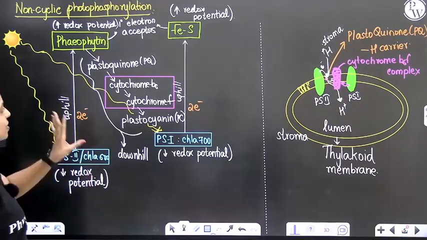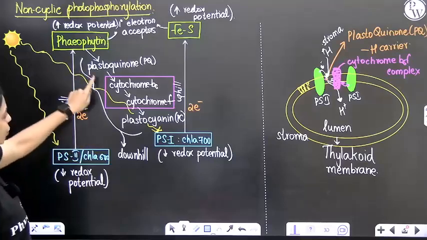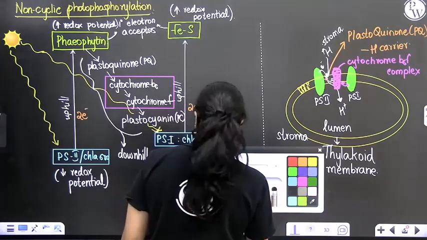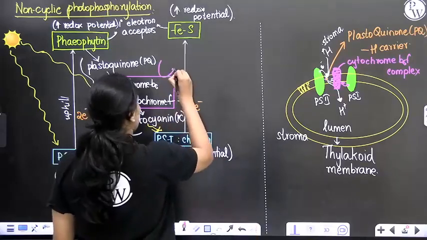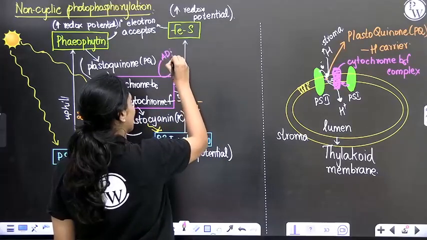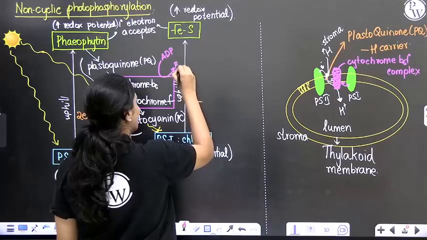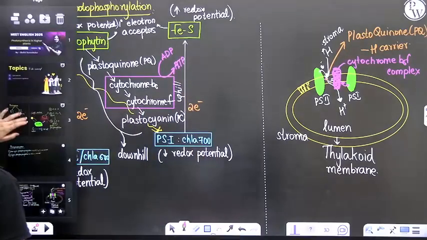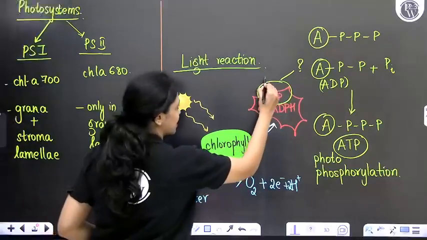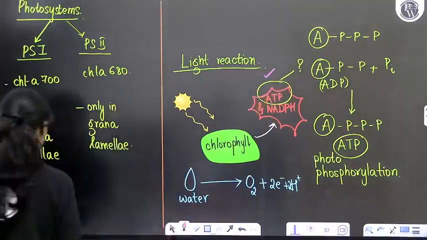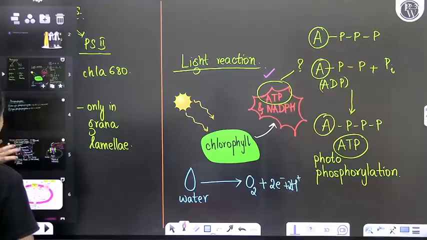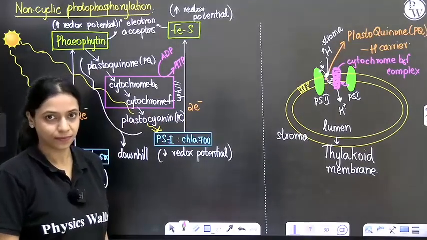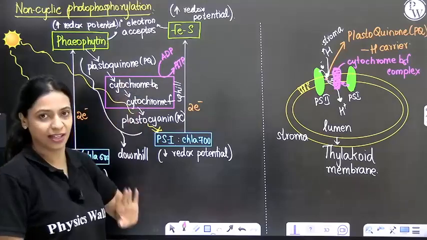As the electrons are being transferred through the cytochrome B6F complex, a molecule of ATP will get synthesized. Over here, ADP will combine with inorganic phosphate to form ATP. Remember when I told you that during light reaction, ATP will get synthesized? This ATP is getting synthesized as the electrons are getting transported through the cytochrome B6F complex. Alright, how exactly it forms, I'll explain to you later.